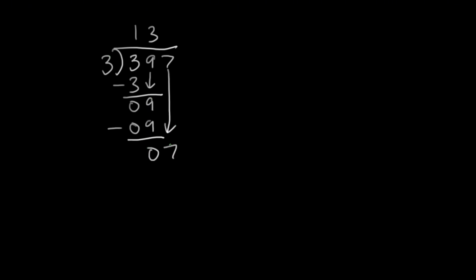Bring down the 7. 3 goes into 7 2 times. 2 times 3 is 6. 7 minus 6 is 1.